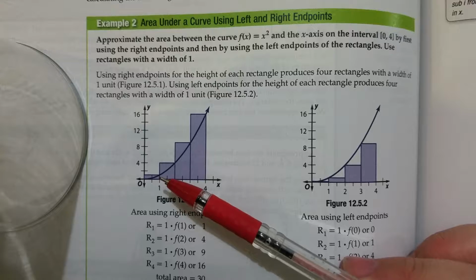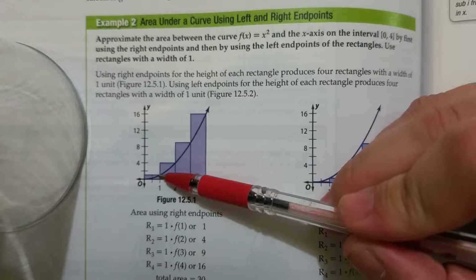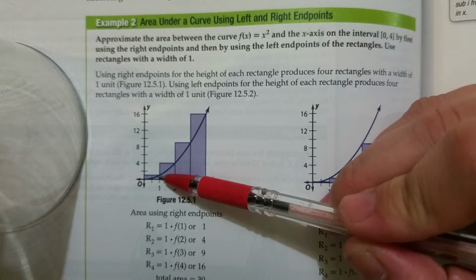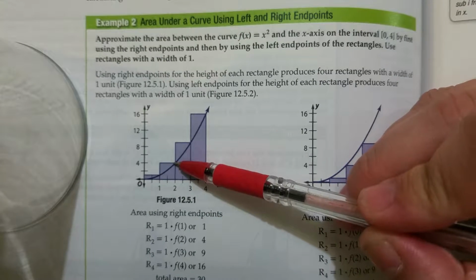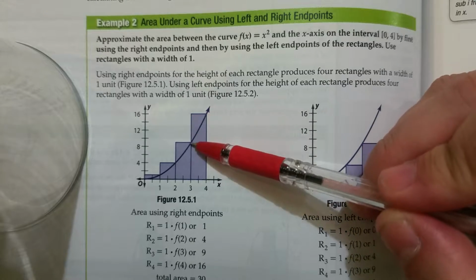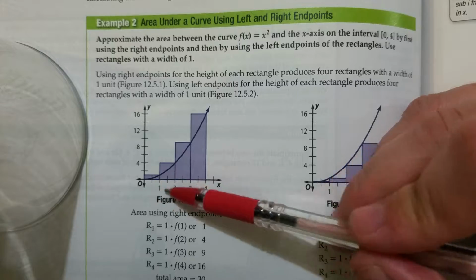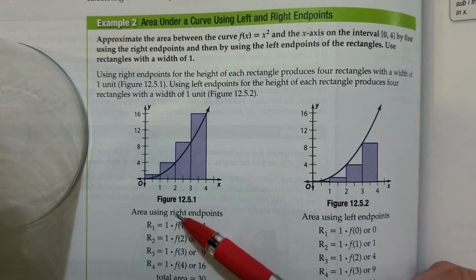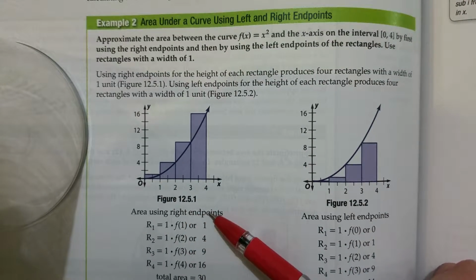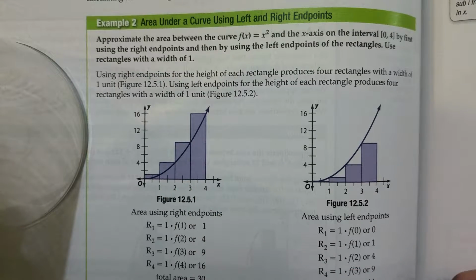So in this example, you'll notice that what they did is on the right side, they've gone up to the actual curve, they've gone to the curve, gone to the curve, gone to the curve, and then they've just drawn rectangles going from those points. Okay, so that is using right endpoints because it starts on the right side of the rectangle.